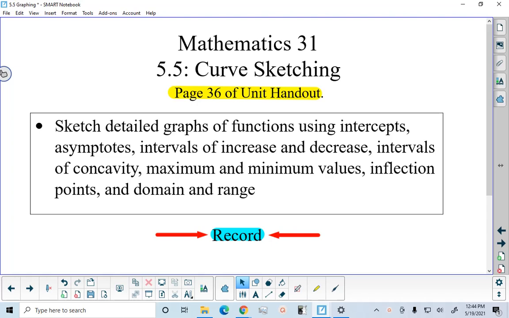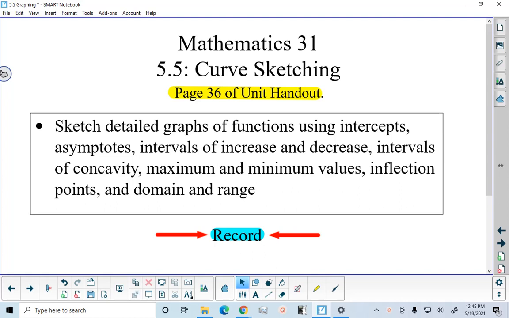So it's probably best for you to think of this lesson as being just the formal teaching of putting it all together, as well as just a time for practice. We're going to be practicing together, and on your own, you're going to be practicing as well a variety of different graphs. This is on page 36 of your unit handout.